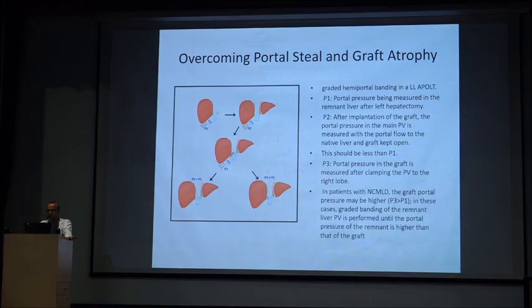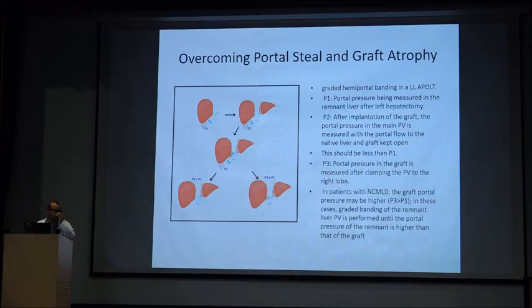Flow to the nerve. This should be less than P1. P3 is the portal pressure in the graft, measured after clamping the portal venous pressure of the right lobe. In patients with non-cirrhotic MLD, the graft portal pressure may be higher. In these cases, a graded banding of the remnant liver is performed until the portal pressure of the remnant is higher than that of the graft.